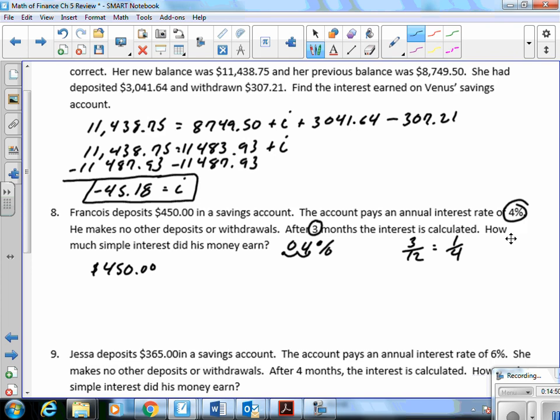So it's going to be 450 times 0.04 times what part of the year we've used, which is 1/4, or 450 times 0.04 divided by 4. Either way you want to look at it. And when we multiply that out, we're going to get $4.50.